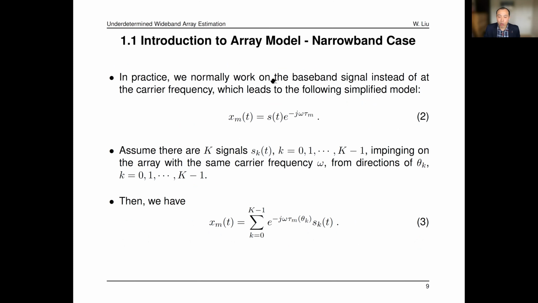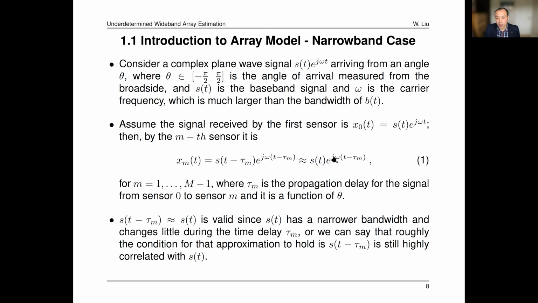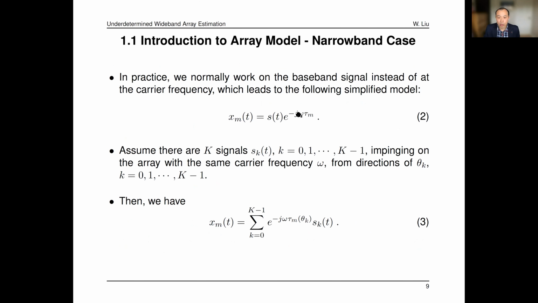And in practice, we normally work on the baseband signal instead of at the carrier frequency, which leads to the following simplified model. Basically, we remove this e to the j omega t. Okay. So we have this baseband model here. And if you have big K signals, s_k(t), with k from 0 to big K minus 1, then we have the widely used narrowband array signal model, right? So we have this s_m(t) equal to this summation, k from 0 to big K minus 1. And this is the phase shift, and this is the source signal, the baseband source signal.